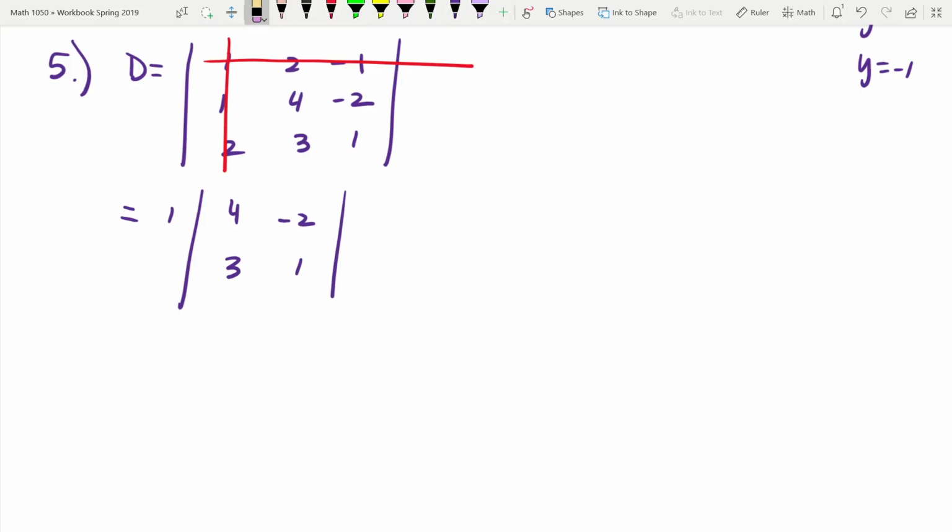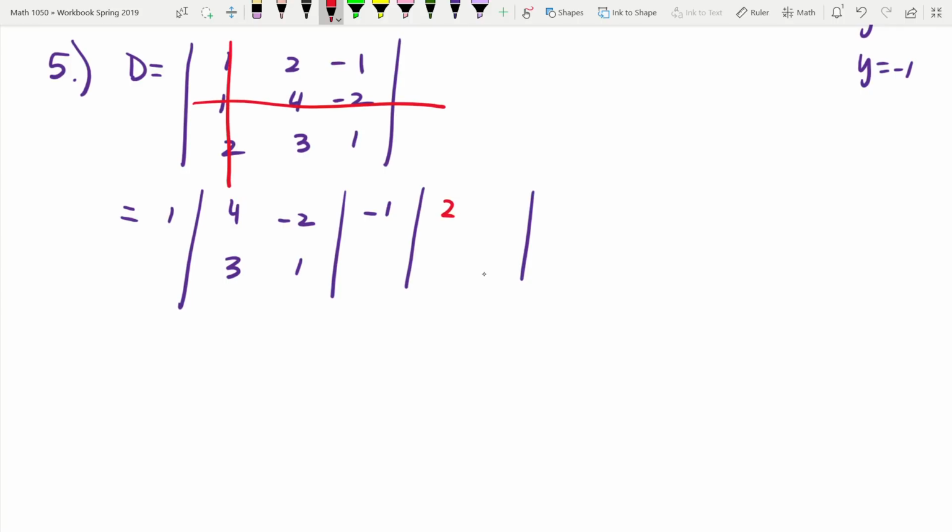Okay, then I move to the next number, which is 1, but I change the sign. And then I get rid of that row, and I get rid of that column. And what I'm left with is 2, negative 1, 3, 1. Okay, and then I move to the third number, which is a 2.